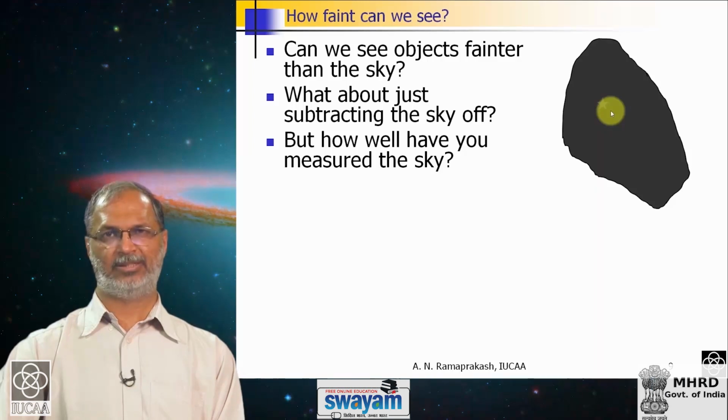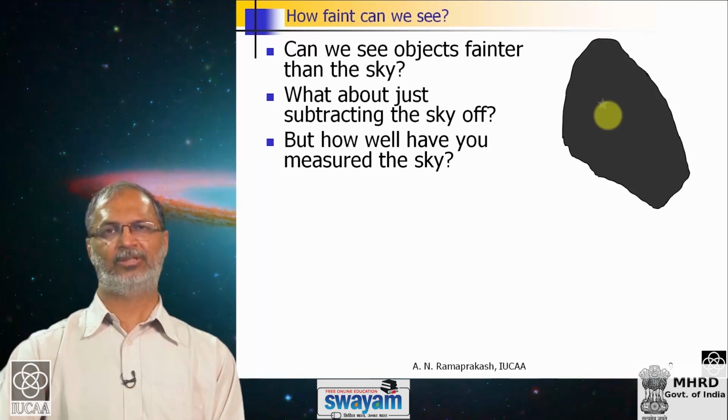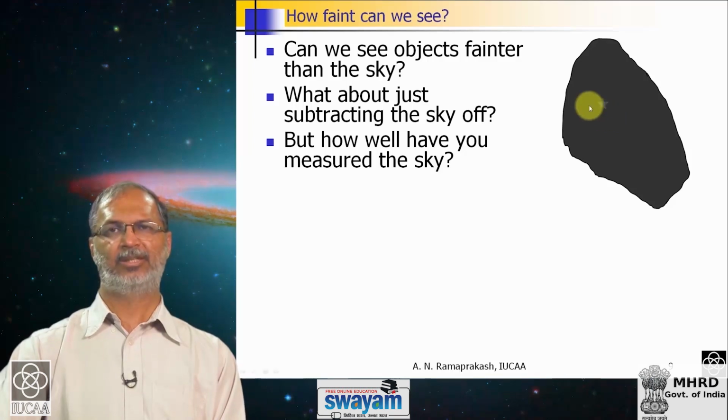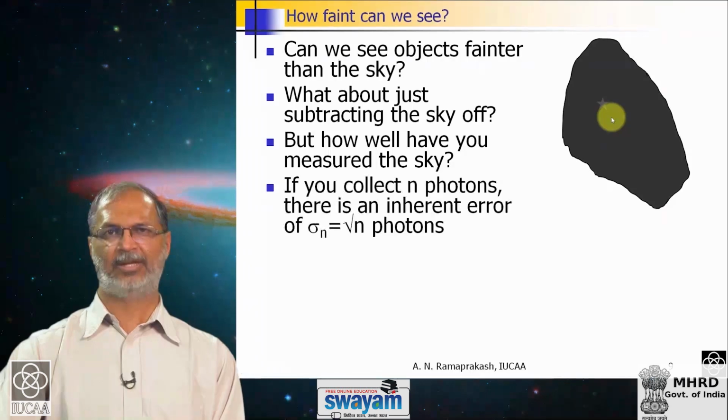But this has a limitation. The limitation comes from the fact that you are never able to measure light, either from the sky or from the star, infinitely accurately. Any measurement of light is associated with an error in your measurement. This is something you cannot avoid. The error always exists in any measurement, and that error in the measurement will define how faint an object you can see in the sky.